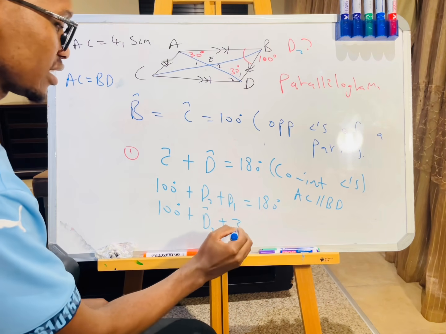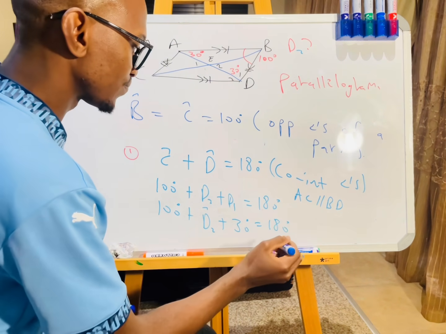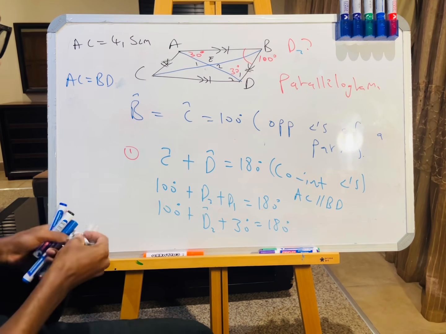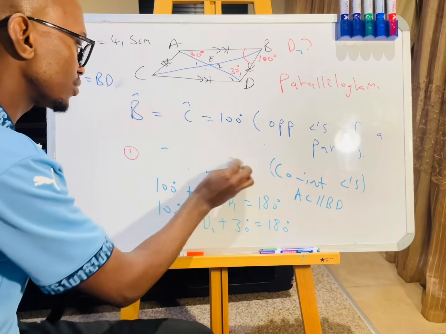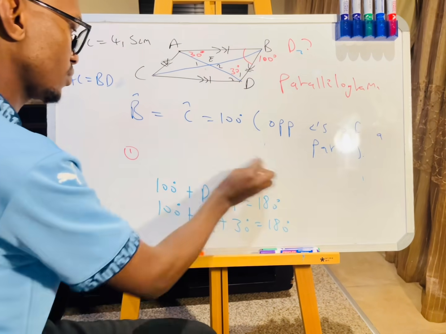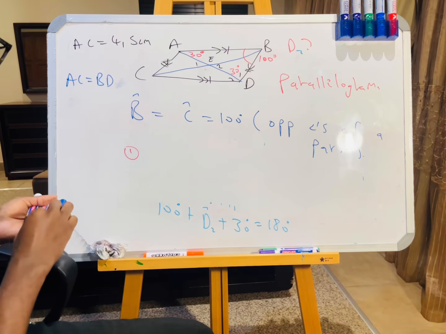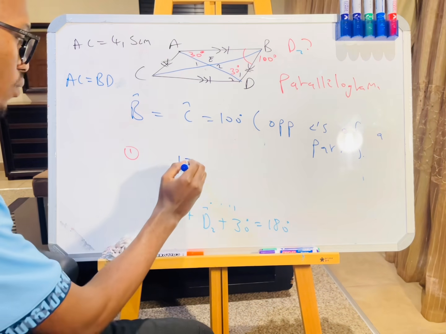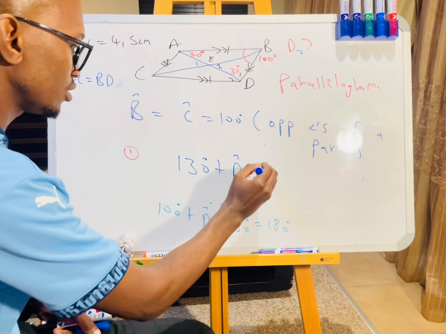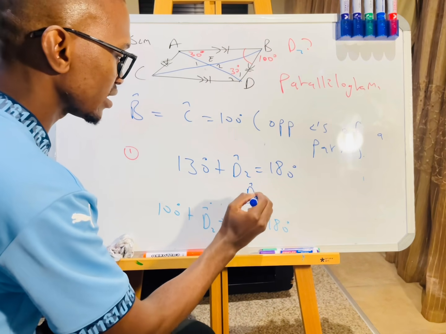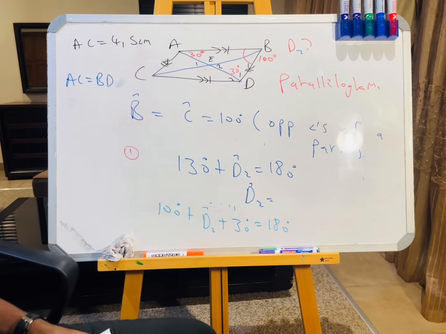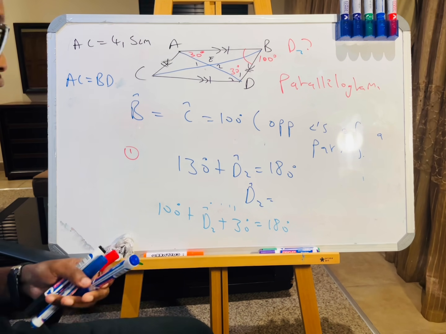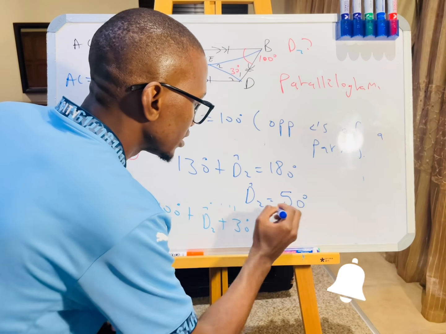So our D1 is the one that's 30 degrees, and the sum equals 180 degrees. We all know that co-interior angles are supplementary. They add up to 180. Then from there, let's get the answer. I believe we're going to have 130 degrees plus angle D2, which equals 180 degrees. So 180 minus 130, you get 50 degrees. So this guy is basically 50 degrees.